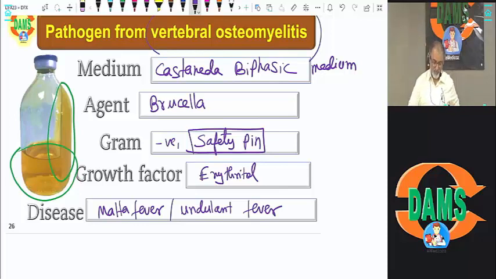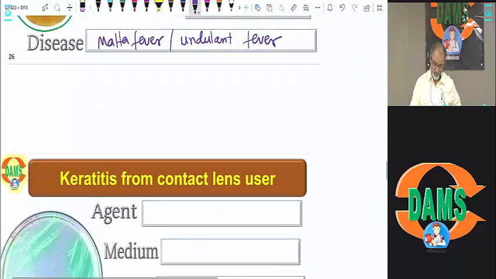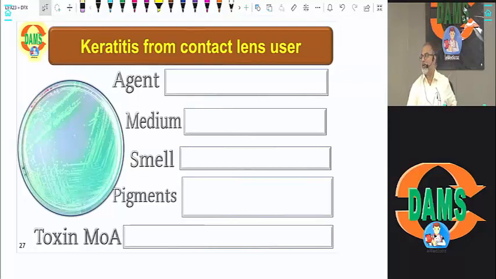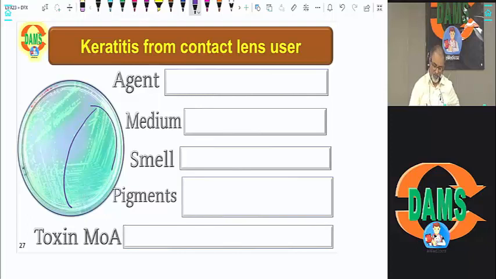Next is keratitis from a contact lens user. Who is the most common cause? Amoebic keratitis, Acanthamoeba. General keratitis, Pseudomonas. And what is the color of the colony? Green color. So the agent is Pseudomonas aeruginosa.